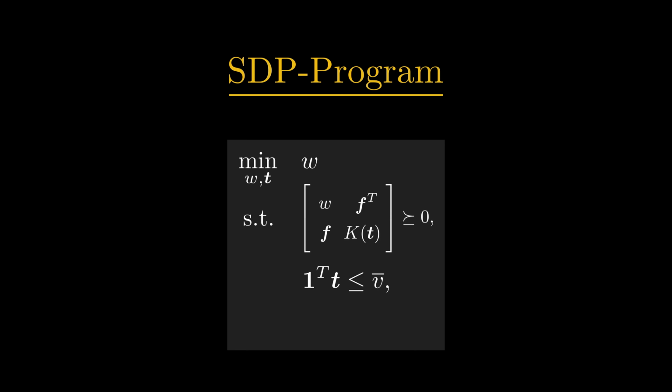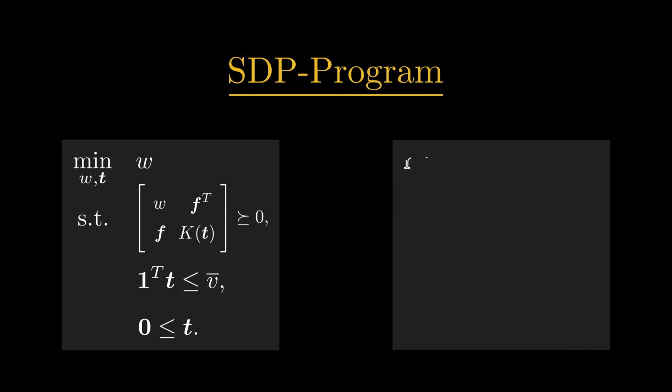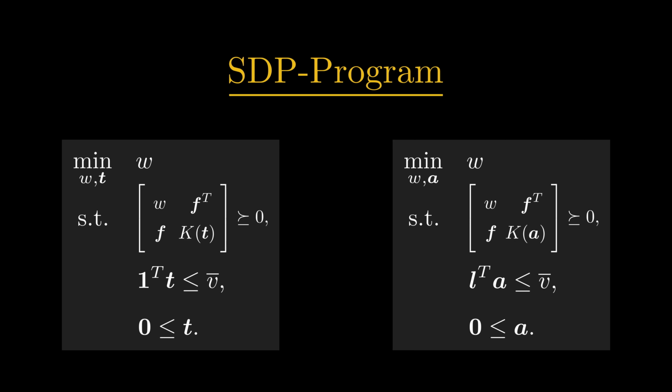The term that should be minimized is the upper bound for the compliance w, and the constraint K of t times delta capital V equal to f will be replaced with the following matrix being positive semidefinite. And same as before, the total volume for the truss is upper bounded by a volume bound V bar, and every bar volume has to be greater or equal than 0. Of course, you can also rewrite t as A times l anywhere in the video and also in this program here, and then you can optimize the cross-sectional areas of the bars instead of the volumes. The result is then obviously the same.